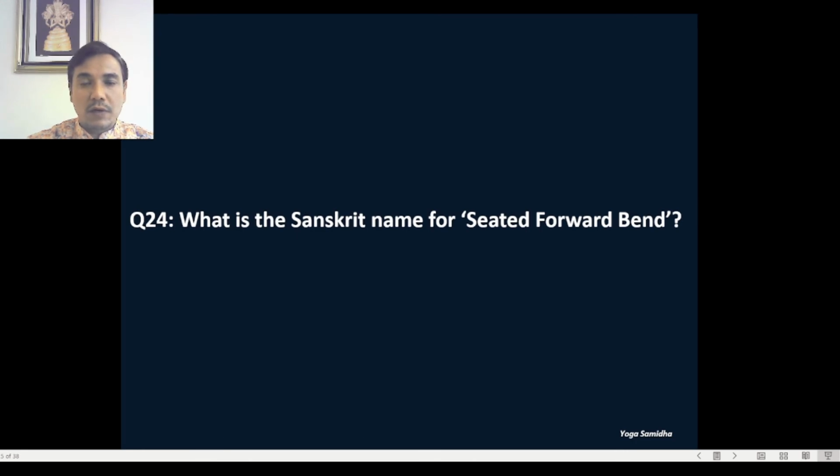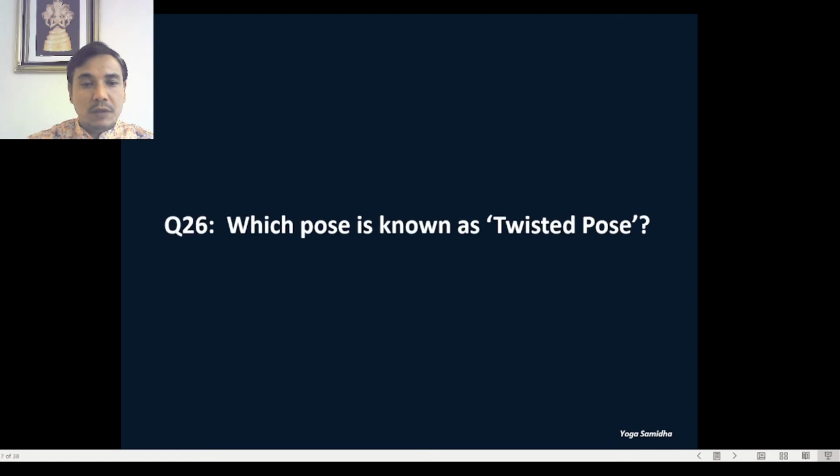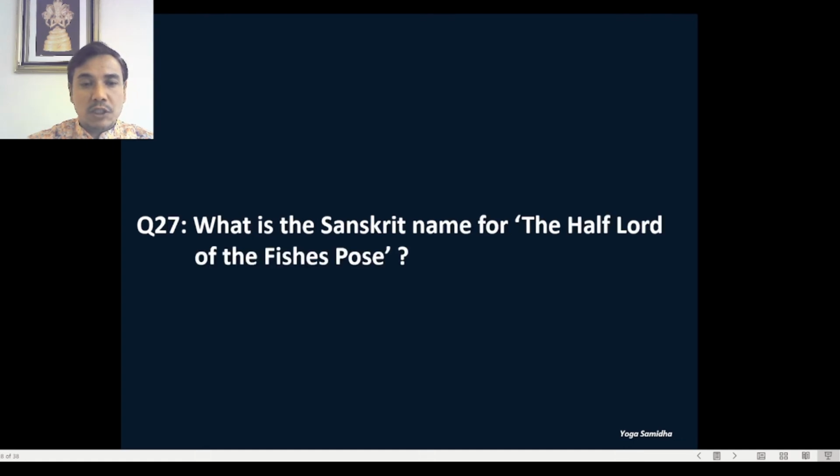Seated forward bend. Question 25th, what is the Sanskrit name for upward plank pose? Upward plank pose. Question 26th, which pose is known as twisted pose? Twisted pose. Question 27th, what is the Sanskrit name for the half Lord of the Fishes pose? The half Lord of the Fishes pose.